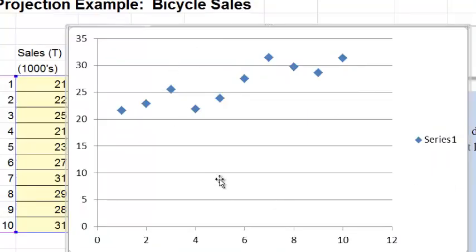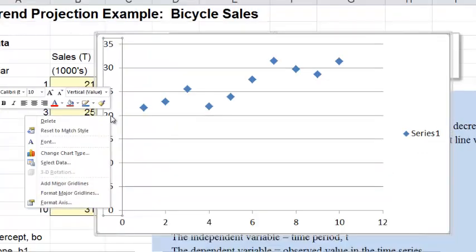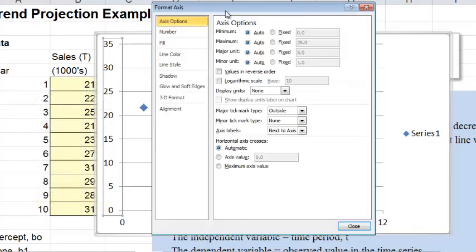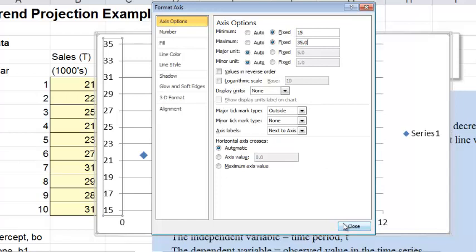So we could fix up this chart a little bit. For instance, here we could see there's a lot of blank space, so maybe we could get rid of it by making the y-axis start at 15 instead of 0, and then go from 15 to 35. We could do that by right-clicking on this area just to the left of the y-axis, and then going to Format Axis, and we could see here the minimum and the maximum we could specify. So we are going to fix the minimum and the maximum at 15 and 35.